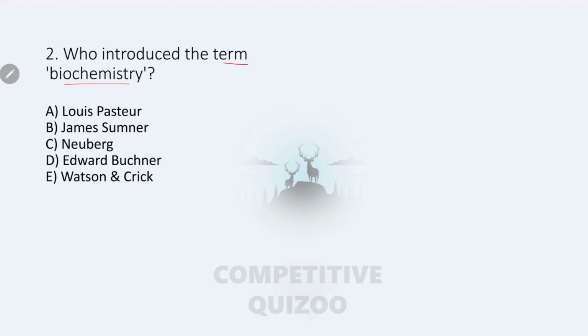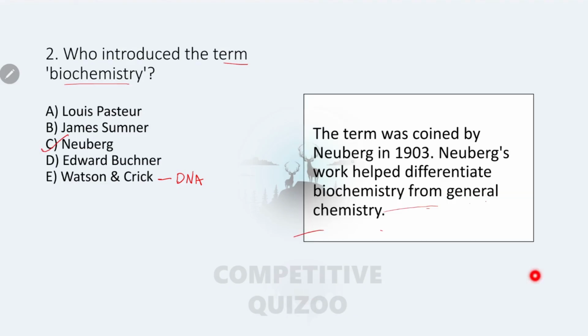The second question is, who introduced the term biochemistry? The options are Louis Pasteur, James Sumner, Newberg, Edward Buchner, and Watson and Crick. As we all know, Watson and Crick is DNA, a double helical structure of DNA. The answer to this question is Newberg. The term was coined by Newberg in 1903. Newberg's work helped in differentiating biochemistry from general chemistry.